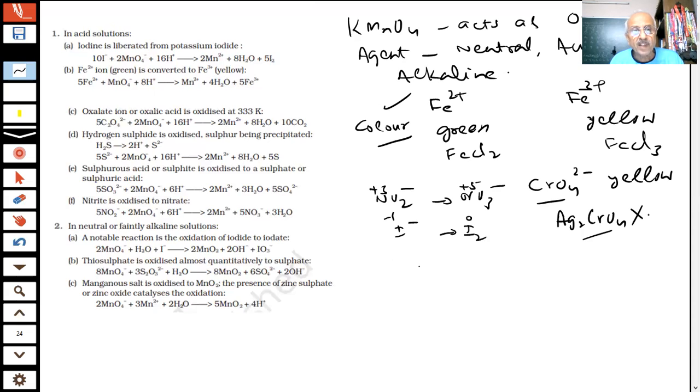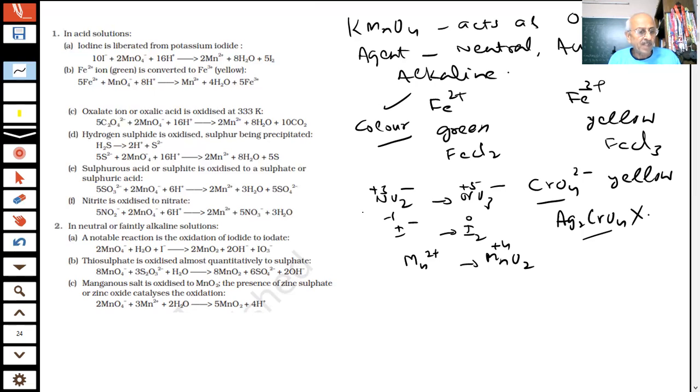And manganese salt is oxidized to MnO2. Mn2 plus, the manganese sulfate, is going to MnO2. So what is that? +4. All these are changes in oxidation states. In acid medium, these are some of the examples where we have shown you that potassium permanganate can be used as an oxidizing agent, students, in neutral, acidic or alkaline medium. Any one reaction can be asked in the paper.